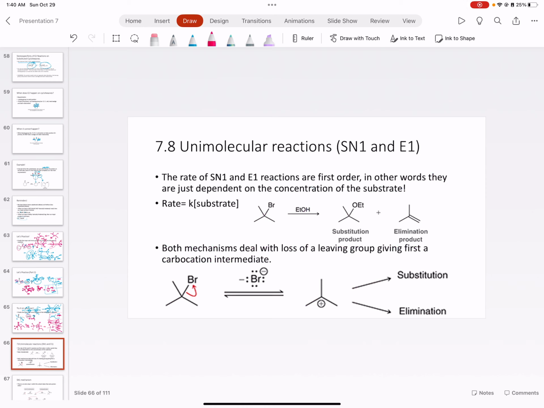Okay, perfect. And then we can make a stop now, and then we can do SN1 and E1 for the next time. Hopefully this was a little bit more helpful with dealing with E2 reactions, and I hope you have a wonderful night.